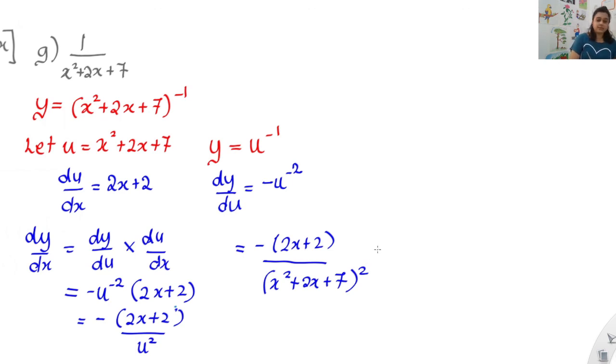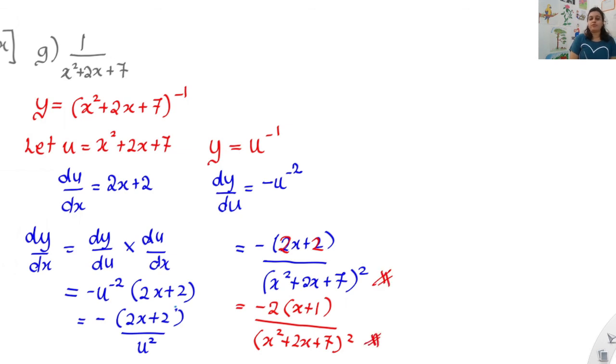Let me check the answer. Yes, the answer is up to here. But what they did in your textbook was factorize, because here 2 and 2 are common, right? So they take out the 2, and inside you will be left with x plus 1. You can leave your answer according to the textbook or until here also can. Both should be fine because they are the same.